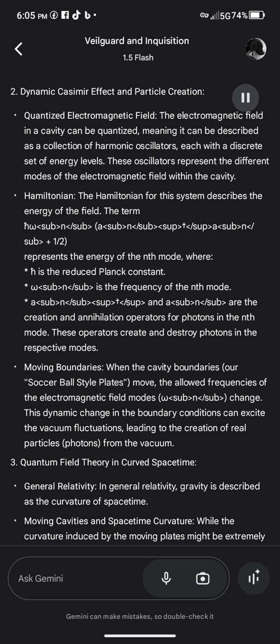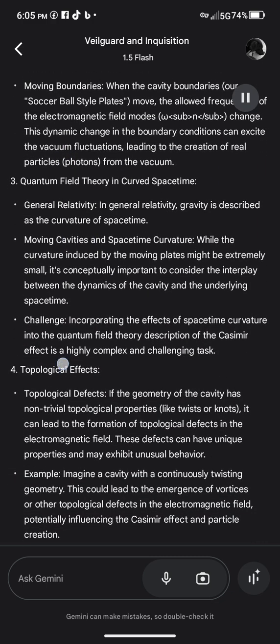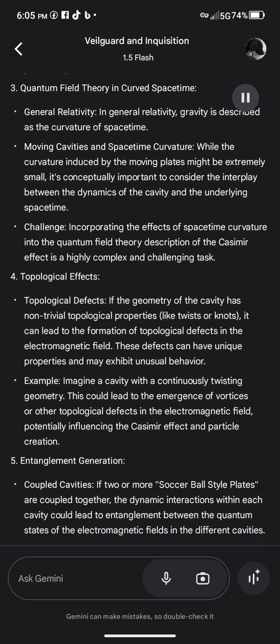3. Quantum field theory in curved spacetime. General relativity: in general relativity, gravity is described as the curvature of spacetime. Moving cavities and spacetime curvature: while the curvature induced by the moving plates might be extremely small, it's conceptually important to consider the interplay between the dynamics of the cavity and the underlying spacetime. Challenge: incorporating the effects of spacetime curvature into the quantum field theory description of the Casimir effect is a highly complex and challenging task.